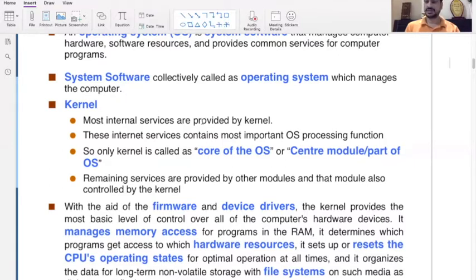So these are internal services that are done by the kernel, and these internal services contain the most important operating system processing functions. So we know what the operating system will do and what the kernel will do. Because this kernel is doing most of the internal services work, we say that this kernel is nothing but the core of the operating system, or the central module, or the central part of the operating system. Because the kernel is a part of the operating system which will do all those things: managing resources, managing the CPU, managing different hardware, interacting with other hardware. All these things will be done by the kernel.